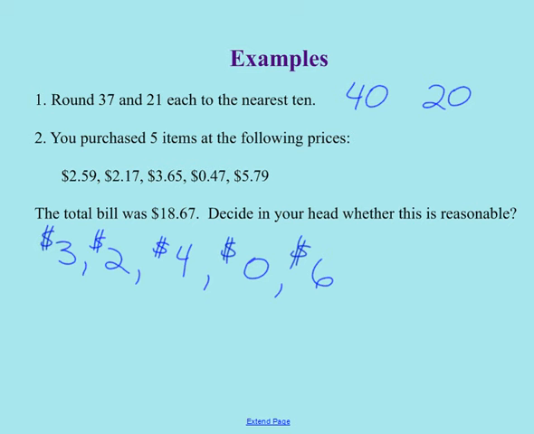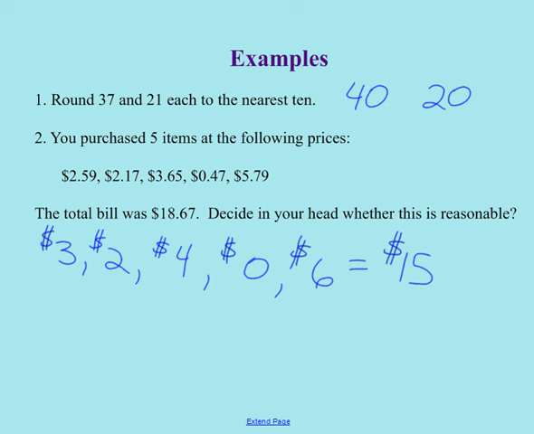3 and 2 is 5, and 4 is 9, and 9 and 6 is 15. $15 compared to $18.67. For 5 items, $18.67 seems a little too expensive compared to our $15 estimate.